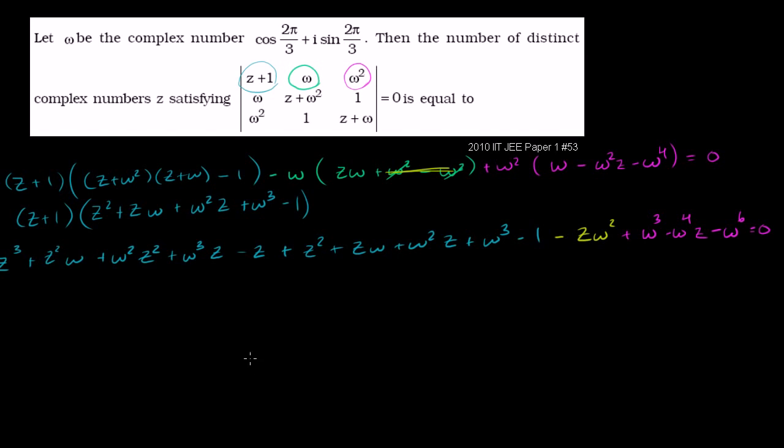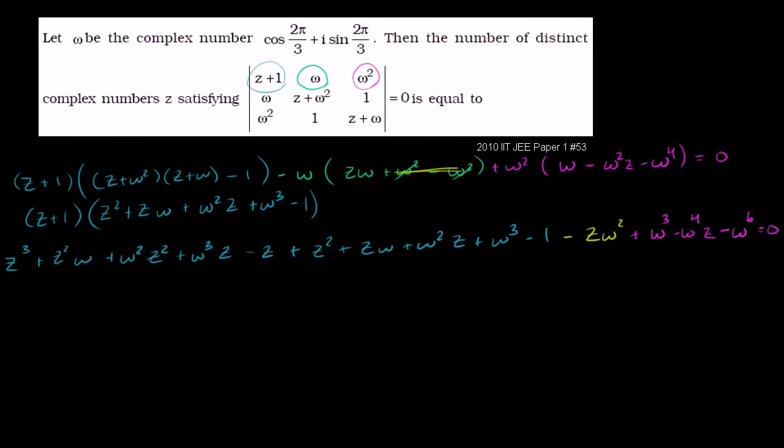Now, let's see if we can simplify this. Let's group the terms by the different powers of z. We have a z to the third here, and that is the only z to the third that we have. And then let's group the z squared terms. This is a z squared term. This is a z squared term. That's a z squared term. And then we don't have any more z squared terms.